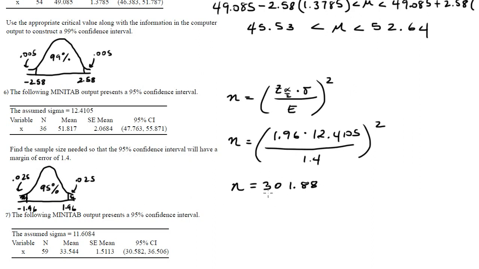Now I can't have this many people, so let's go up one to 302. That's what I need to have, at least what I'm looking for there. So n equals 302. That's the sample size I need.